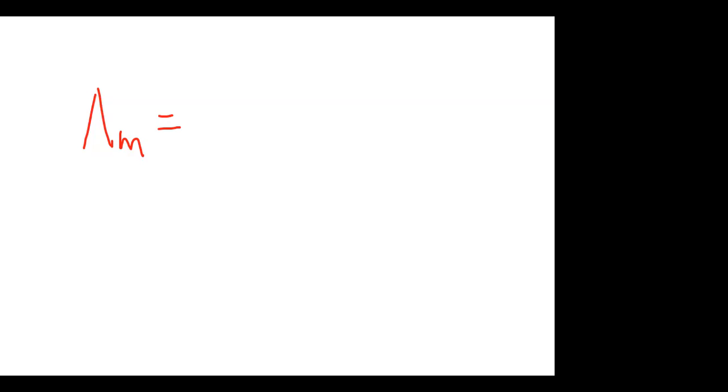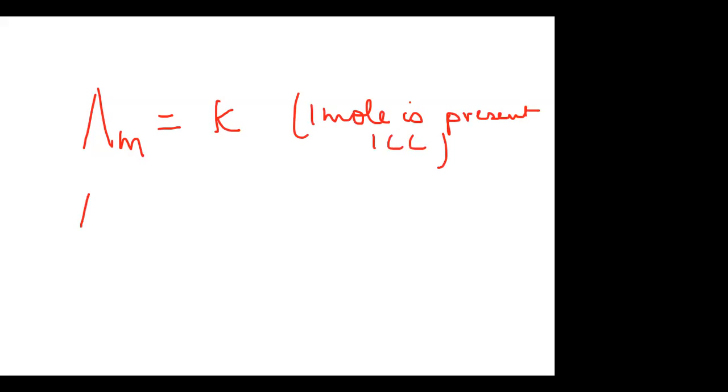If 1 mole is present in 1 cc of the solution, it will equal kappa. Same as the equivalent conductance. But if 1 mole is present in 1000 cc of the solution, then molar conductance will equal kappa into 1000 by m, where m is the concentration, or you can write it in terms of C, which is the number of moles that are present in 1000 cc.